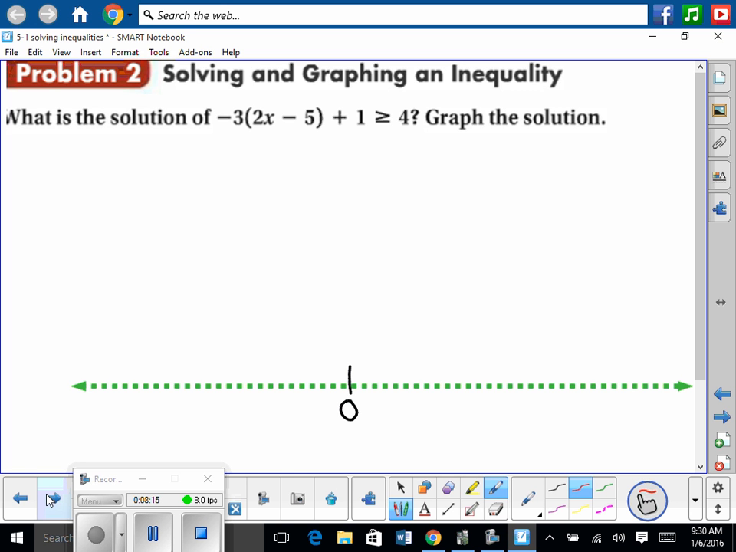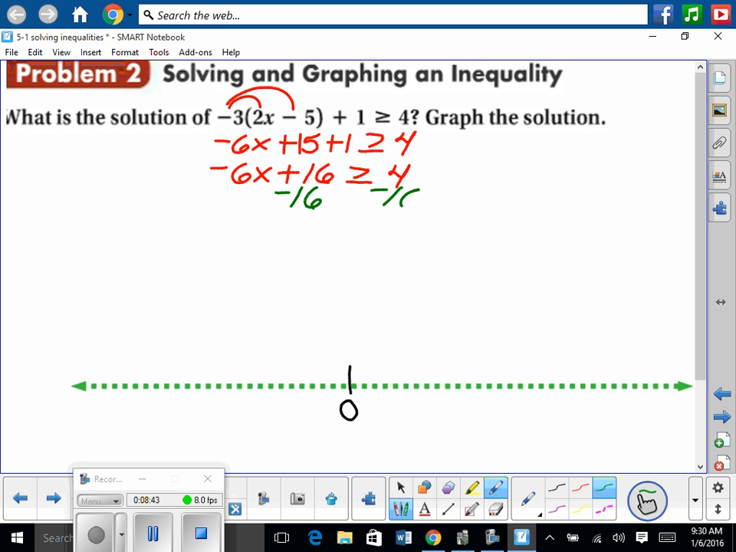So first step, what would you do? You would distribute this through? That's fine, I can do that. So negative 3 times 2x is negative 6x. Negative 3 times negative 5 is positive 15, and then we have plus 1 is greater than or equal to 4. So really we have negative 6x plus 16 is greater than or equal to 4. Am I correct? Okay, let's move on. What would you do next to get x alone?